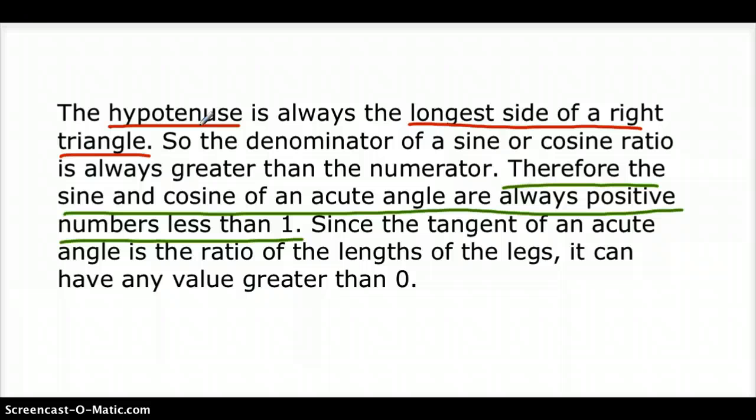legs, it can have any value greater than 0. So you may have noticed already that some of the tangent ratios that we've gotten are actually greater than 1, whereas if we're finding the sine or the cosine of an acute angle, it's always between 0 and 1. So it's just something to note.